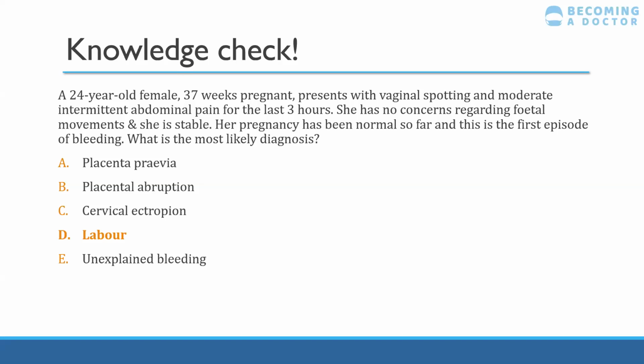She could have a cervical ectropion, but it doesn't really fit with the history of abdominal pain. And she could have unexplained bleeding, but again, abdominal pain doesn't really fit. So neither of those two are the most likely diagnoses.